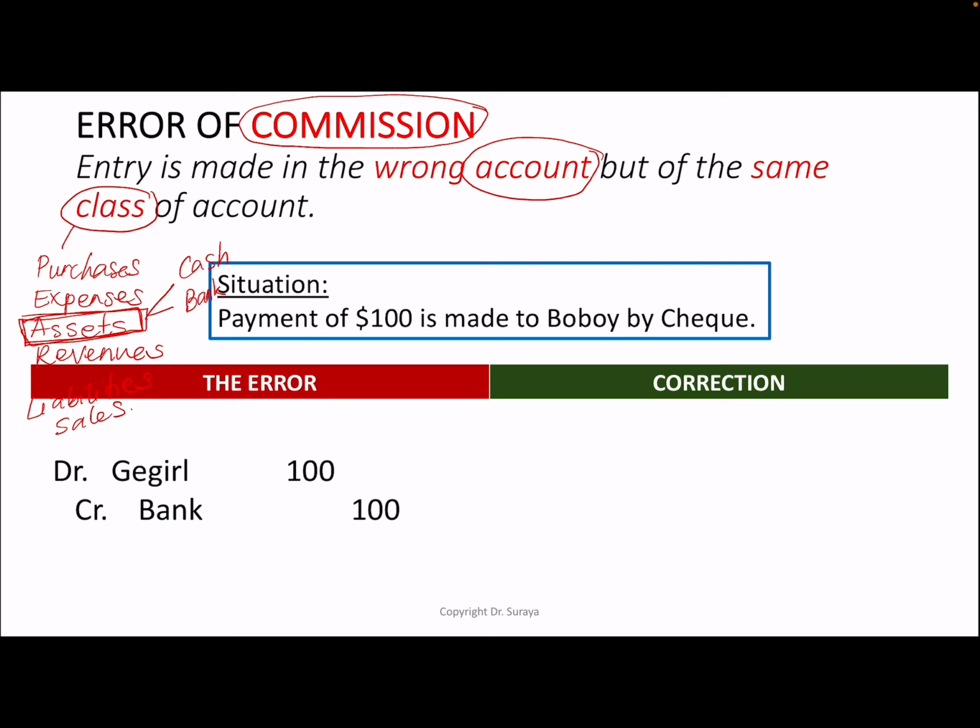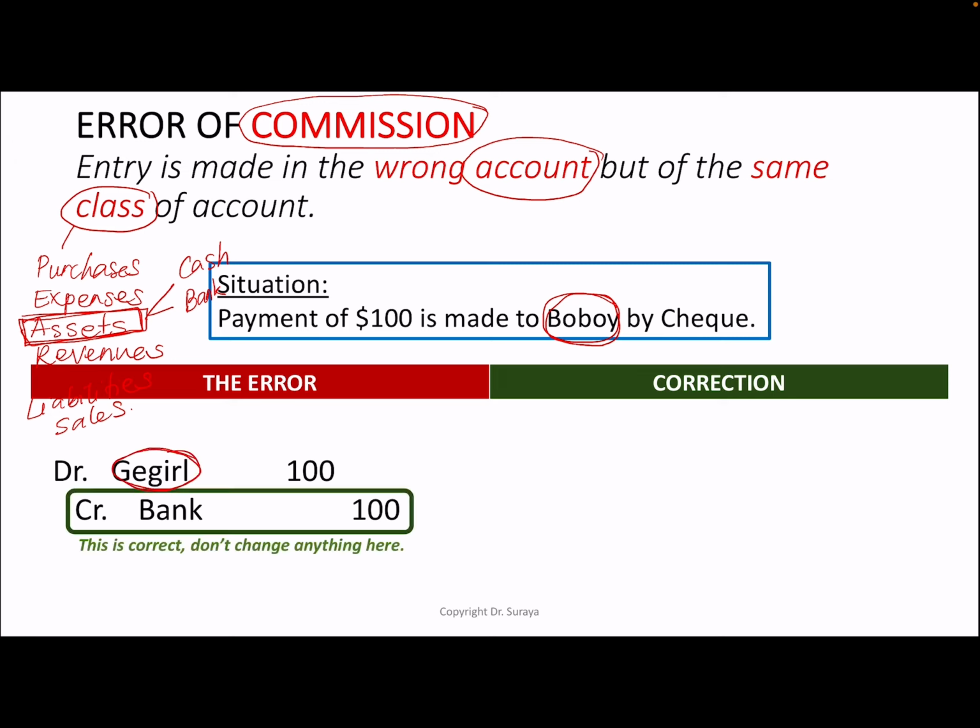Now, look at the situation. There is a payment of $100 made to Boboy by check. So you actually paid Boboy, right? By check. You paid Boboy by check. However, you have recorded Gurgle as the error. So here, as you can see, you have recorded Gurgle instead of Boboy.